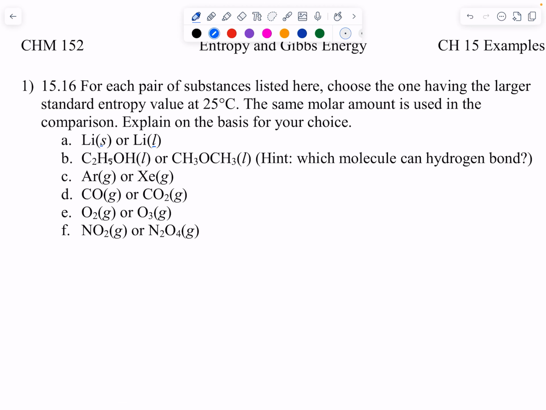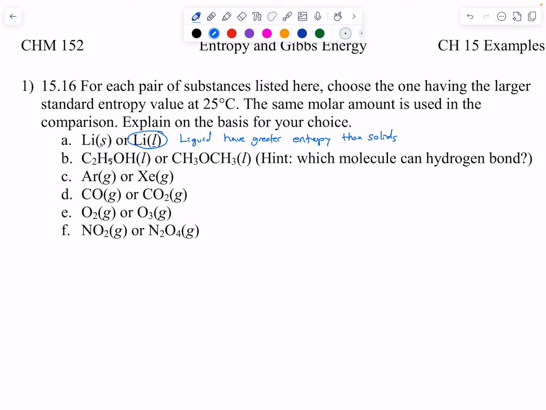Well, we know liquids, right? Liquids have greater entropy than solids. Liquids are free to move relative to one another, whereas solids are locked in position. So if we're free to move, we can have more randomness.